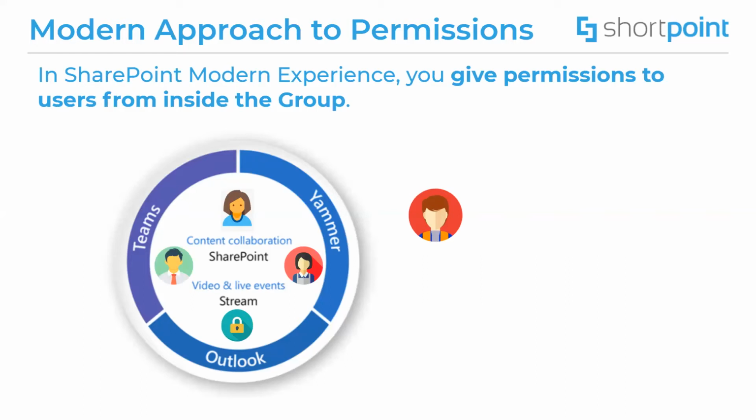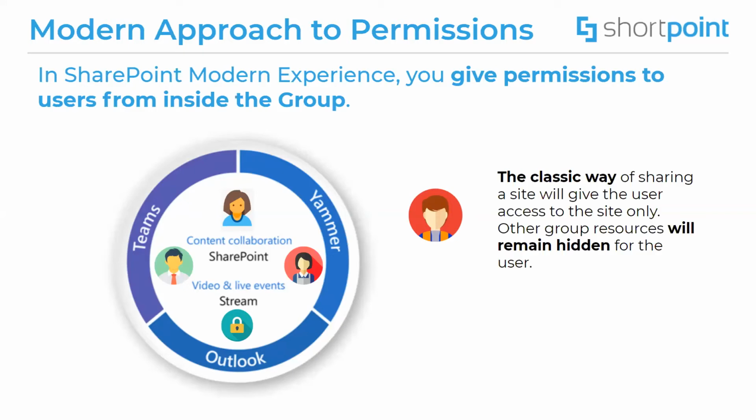If you only want to share the SharePoint site and you don't want them to access those additional resources like Teams and Outlook and Yammer, you can go the old way, the classic way that I was just showing to you in the site settings, and you can only share the site with a person. And they will only see the site, but they will not be a member of every other service that you have in your group.